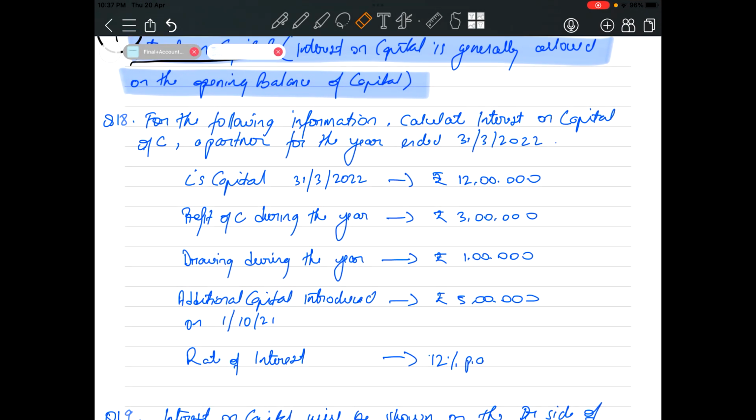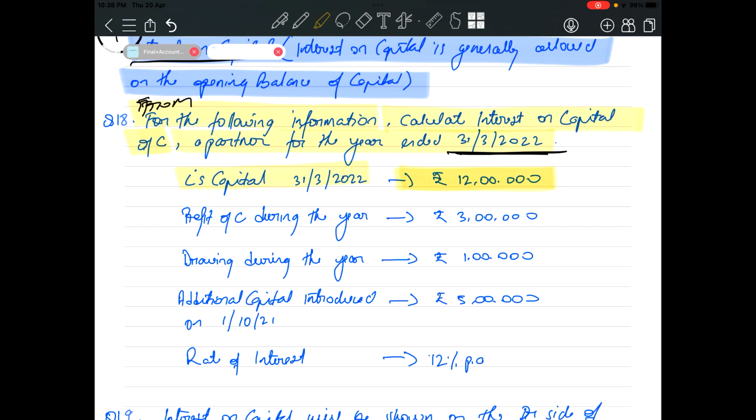Now question number 18. What is question number 18 saying? From the following information, calculate interest on capital of C, a partner, for the year ending 31st March 2022. So we have to calculate interest on capital for a partner. See, the year is ending 31st March 2022, and the question gives the closing balance of C's capital account.